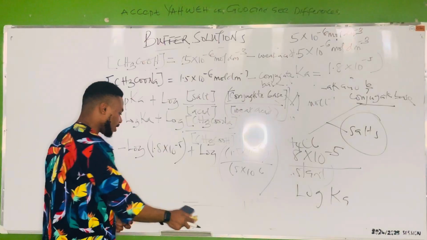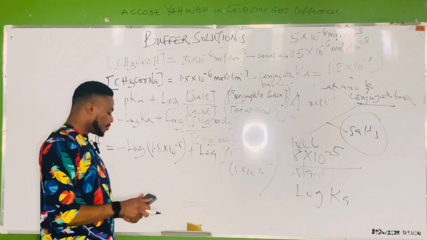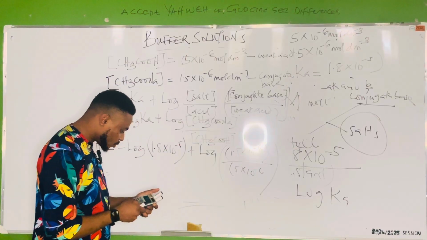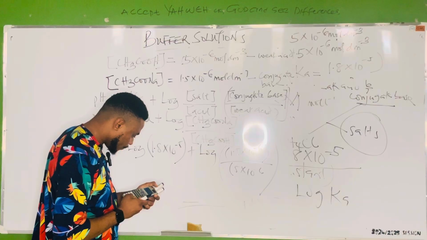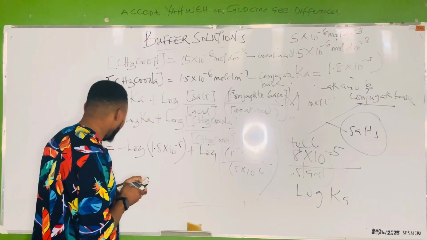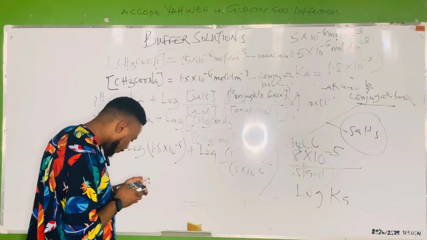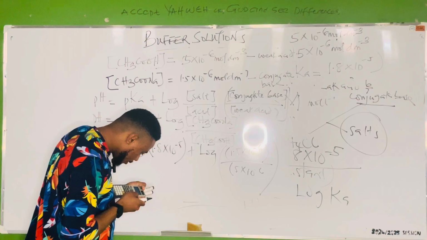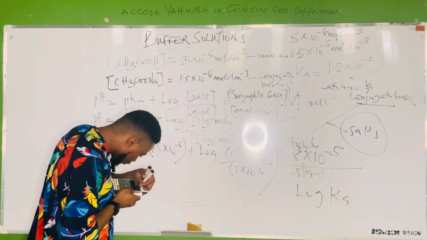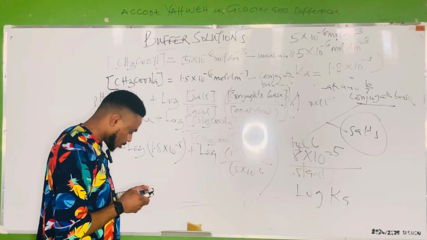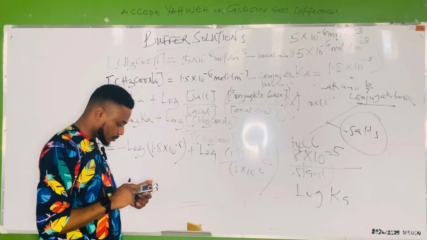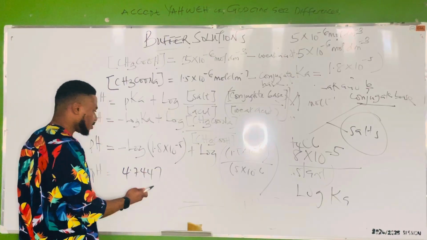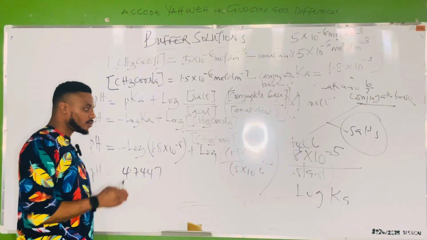So we have to first of all check what the pKa is, all right? Get your calculators. So we'll now check minus log of bracket open 1.8 times 10 raised to power minus 5. So that is 4.7447. This is, of course, the negative logarithm of your Ka.